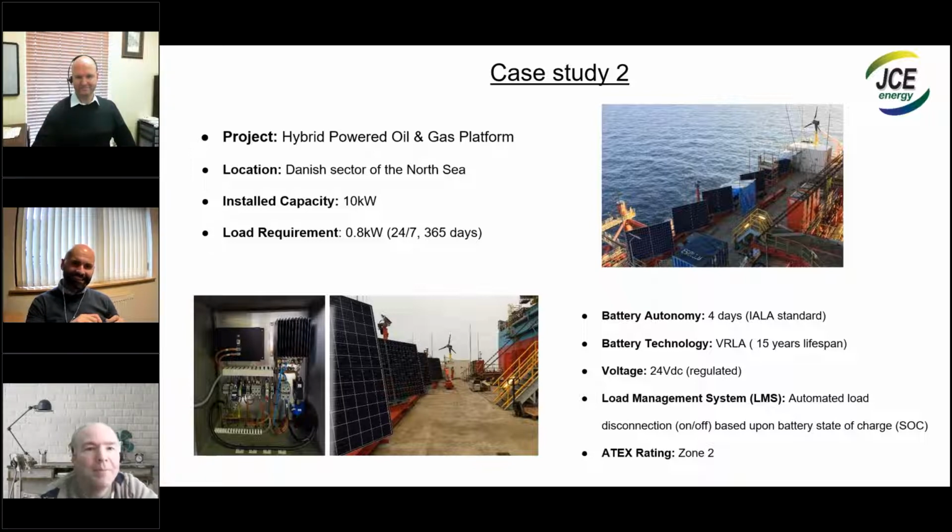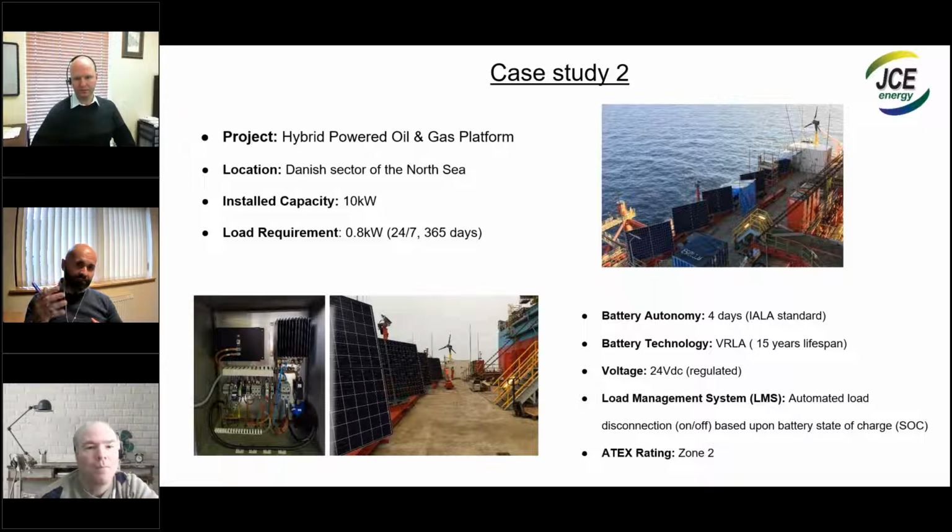The other part of that question: what is the used LMS, the used load management system? So in this case, we have developed a list of power supplies in this project, from the most important to the least important.